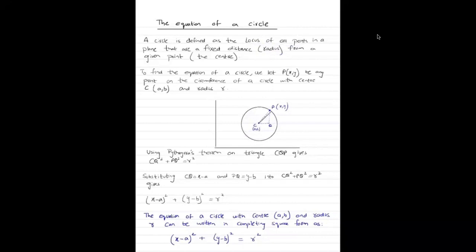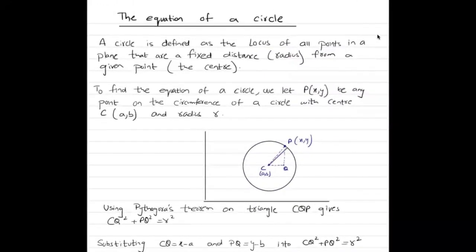So a set of points that satisfies a given condition is called the locus of a point. Any point on the circumference is going to be at a fixed distance from the center, and that is going to be called the radius. Now, in this class, we are going to be learning how to find the equation of the circle.